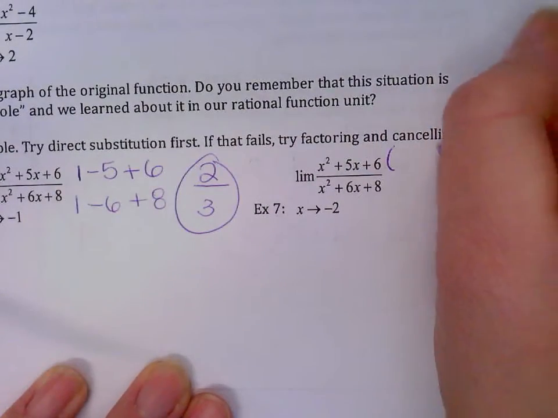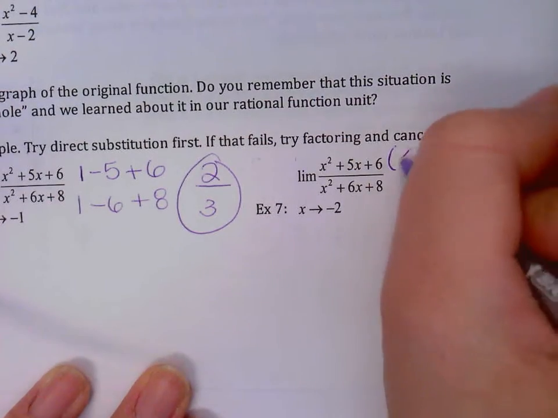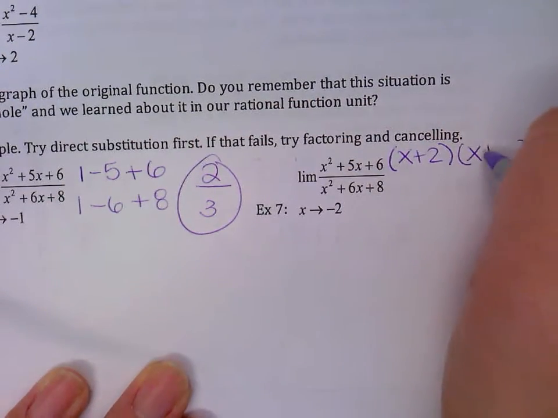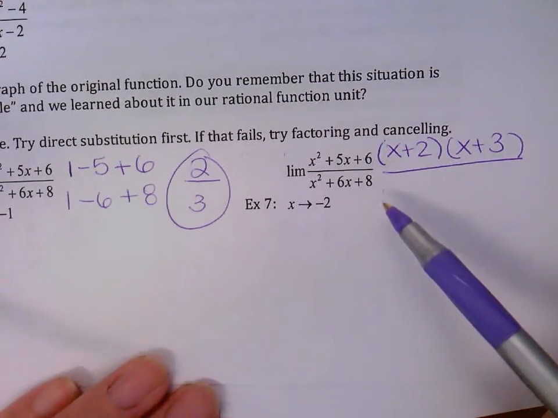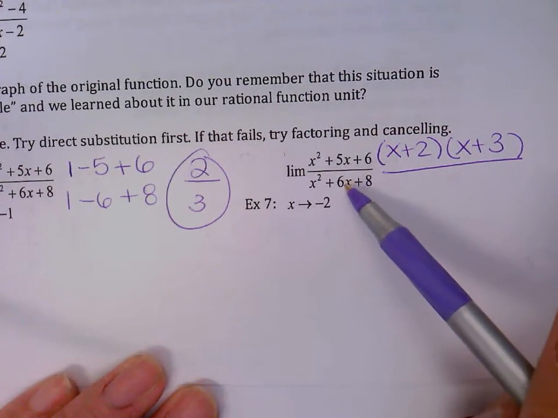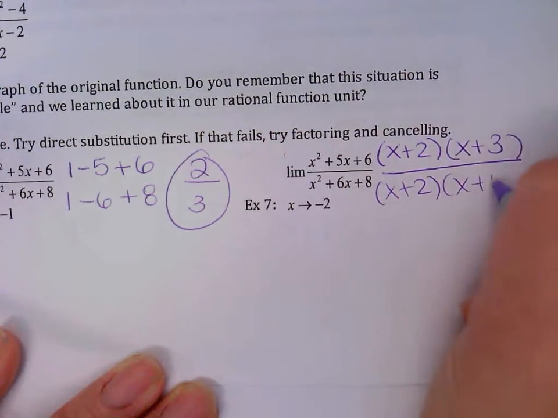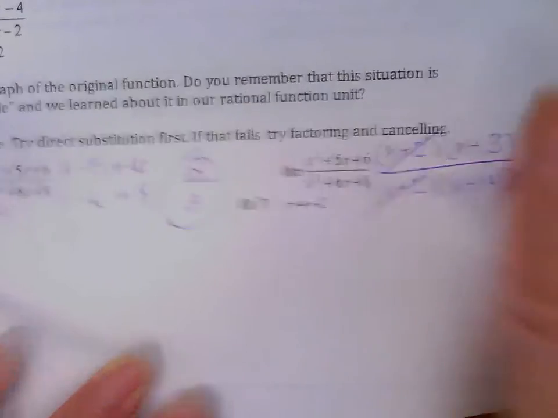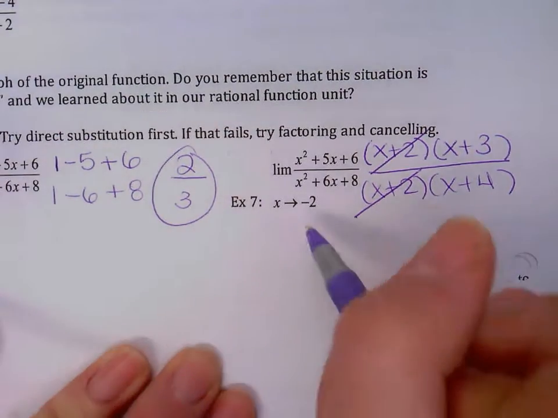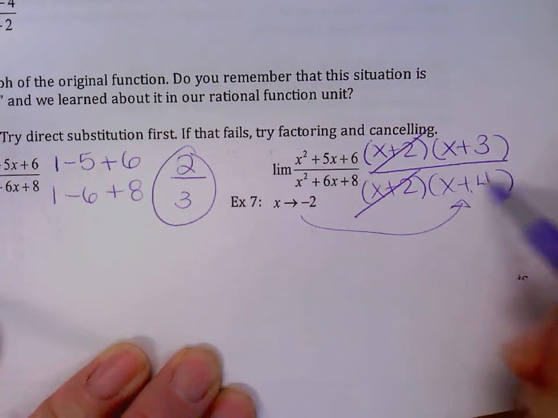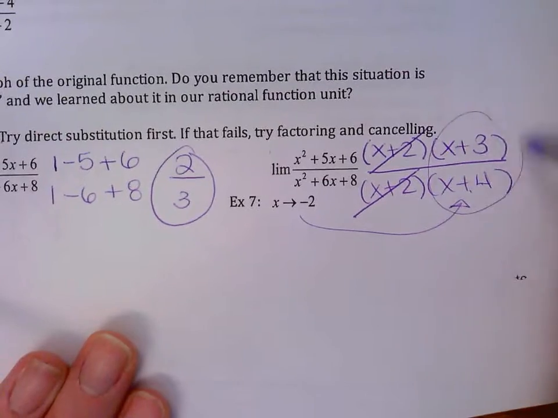So you can use the diamond method. We're looking for the factors of 6 that add up to 5. So x plus 2 and x plus 3. And in the denominator, we're looking for the factors of 8 that add up to 6. So x plus 2, x plus 4. So you can see that that x plus 2 factor cancels out, allowing me to now plug in -2 for x. So now I can actually evaluate the y value.